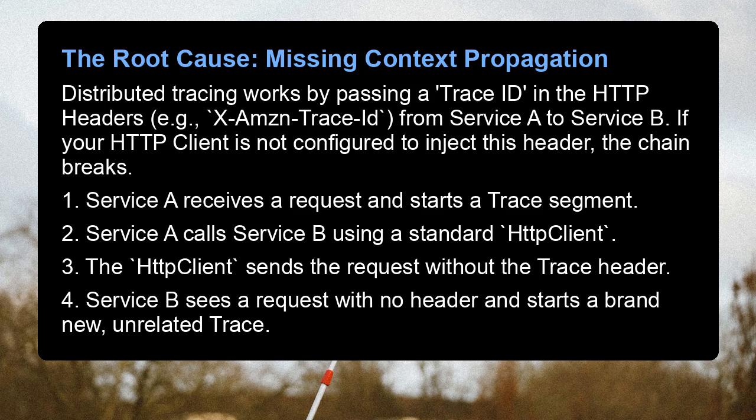1. Service A receives a request and starts a trace segment. 2. Service A calls service B using a standard HTTP client. 3. The HTTP client sends the request without the trace header. 4. Service B sees a request with no header and starts a brand new, unrelated trace.